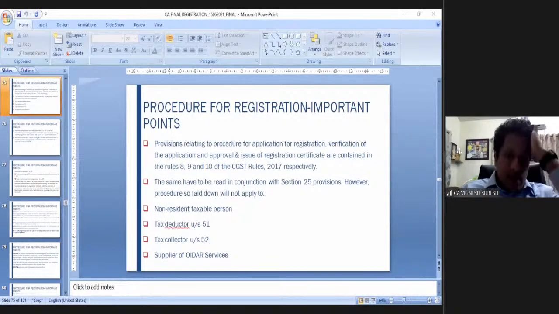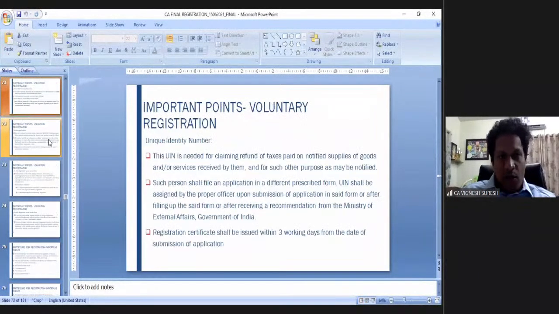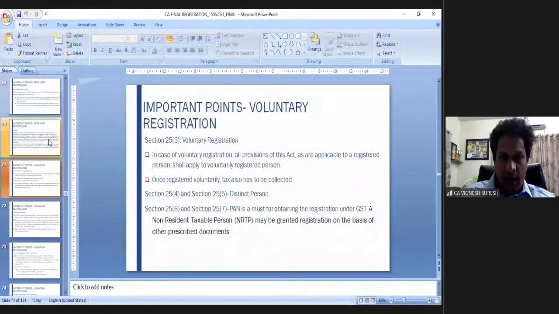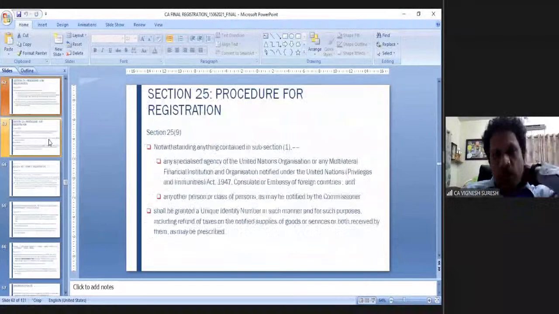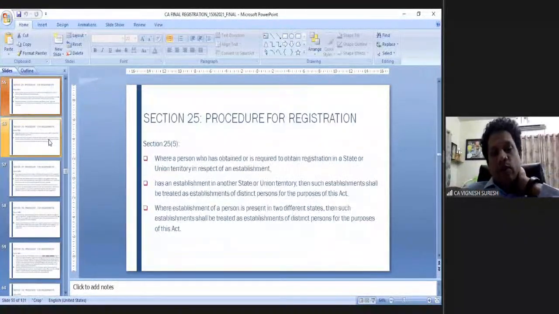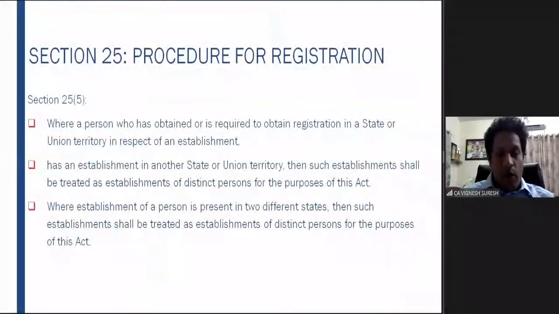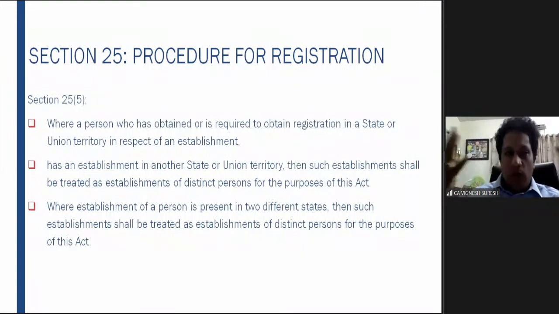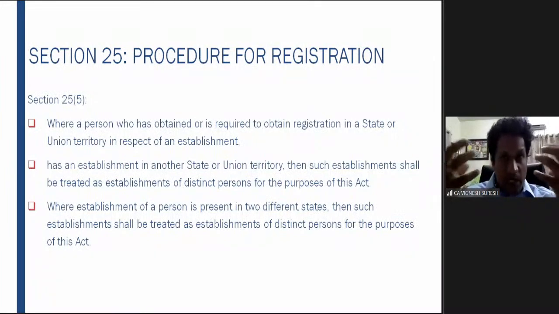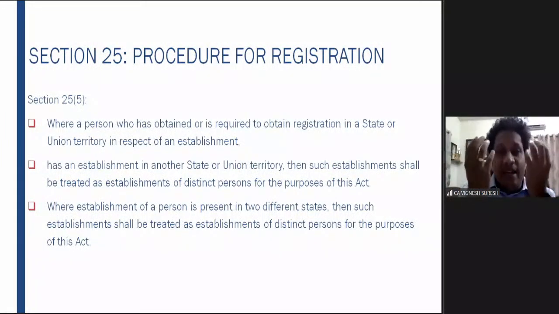25 subsection 5, please repeat. Let us go back to 25 subsection 5 as Annapurna madam wants me to repeat the same. No issue. We will do that. 25 subsection 5 basically talks about your distinct person. As I told you, what is a distinct person? A distinct person is someone, in case you are one person and you have your offices in two different states, then you have to get yourself registered in two different states. The moment you get yourself registered in two different states, you have two separate GST registration numbers. So these two different GST registration numbers are treated as a distinct person.